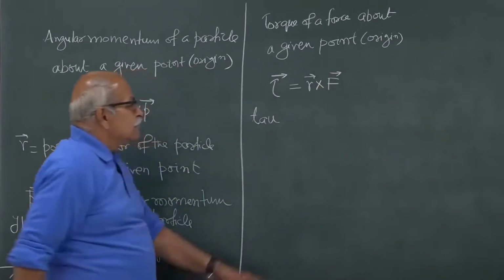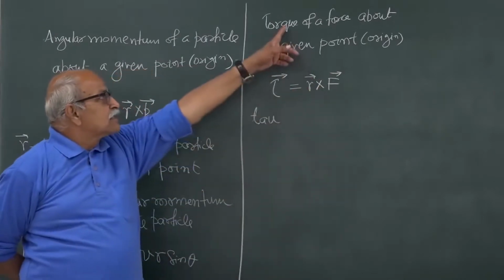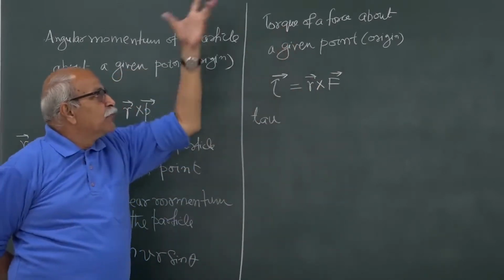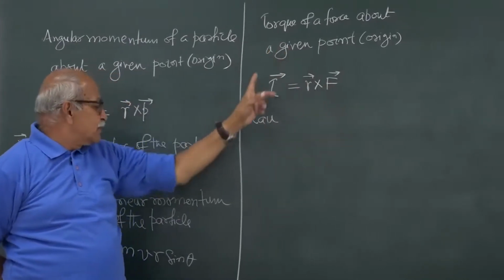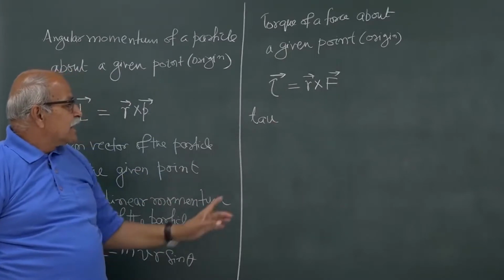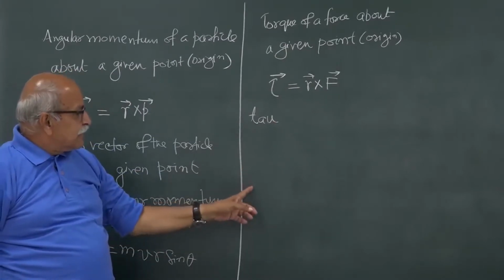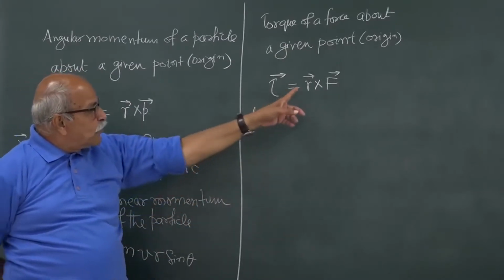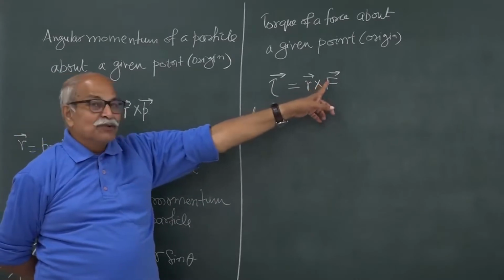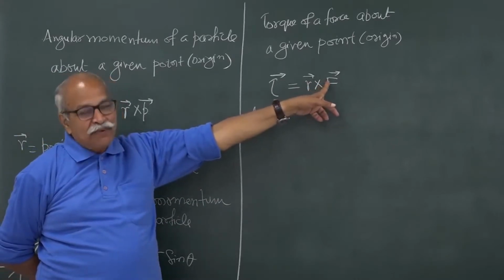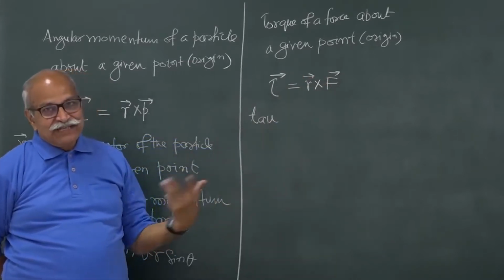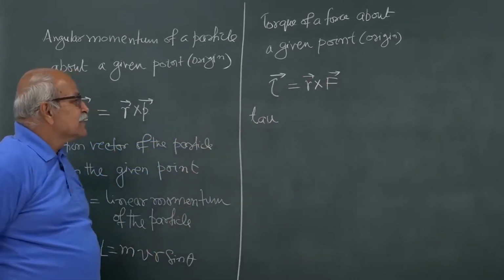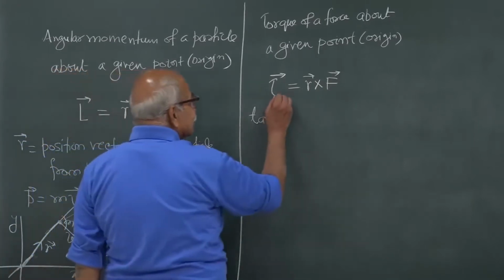and once again F is the force; you want the torque of a force. So, where is that force? It is here, and about a given point. So, you have a given point, and from that given point to the point of application of the force. The force is acting on some particle, so the position vector of that particle or the position vector of the point of application of this force. So, that is known as torque.